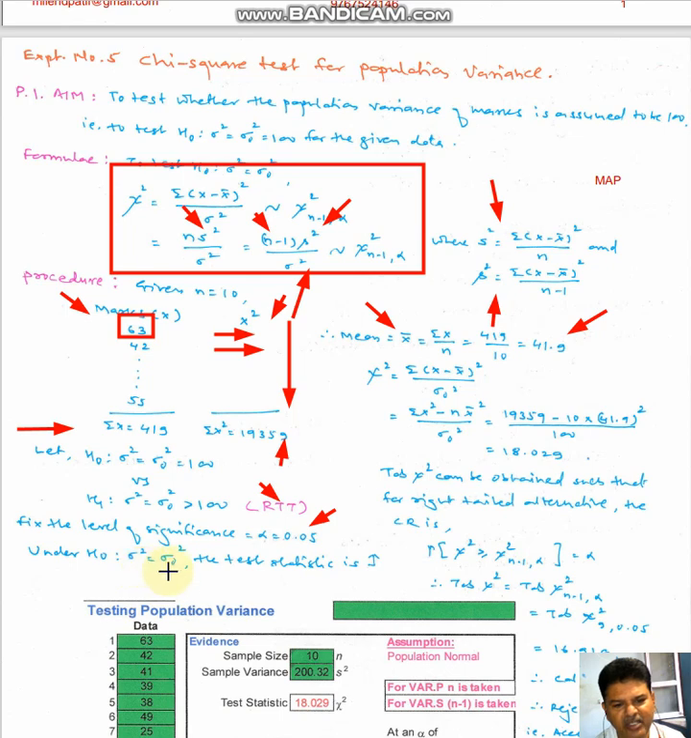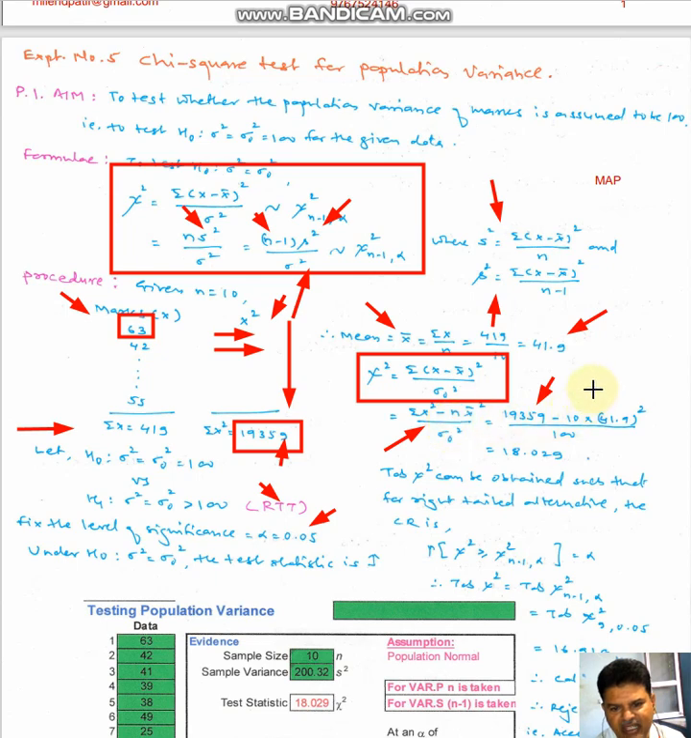Under H naught, sigma square equal to sigma naught square, what is the test statistic? This is the test statistic, and we use the formula summation x minus x bar square divided by sigma naught square. So either we can use this formula and find the column of x minus x bar square, or we can use the formula summation x square minus n x bar square divided by sigma naught square. What is summation x square? This value is 19359.